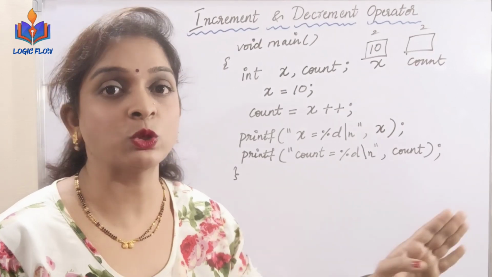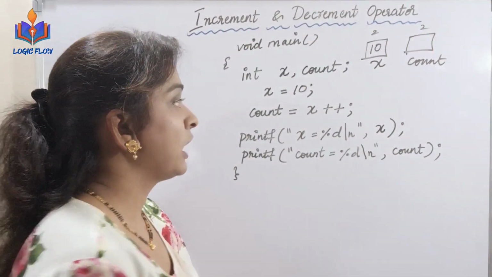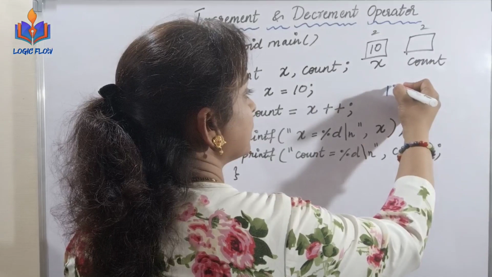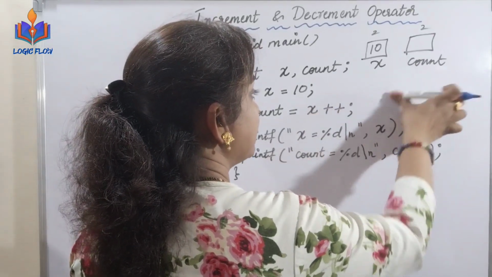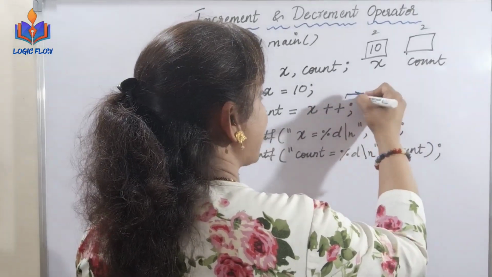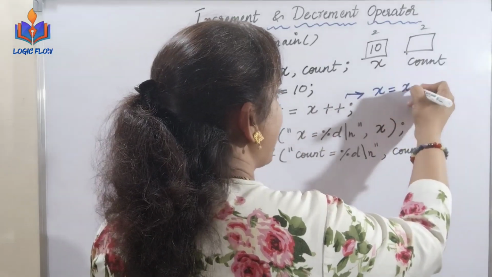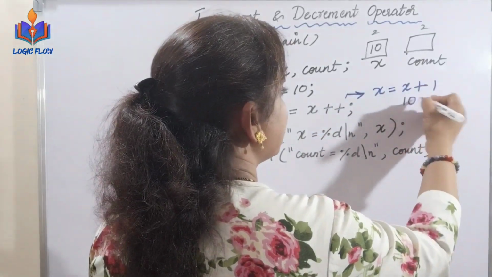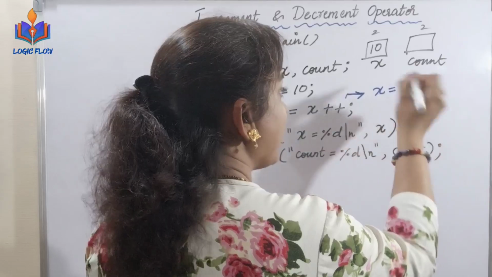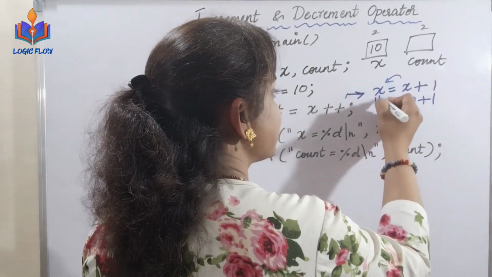So it is x equal to x plus 1. What happens? It becomes how much? Let me write it clearly. x++ means what happens? x equal to x plus 1, meaning 10 plus 1. Add and store that in x. Now x is getting 11.